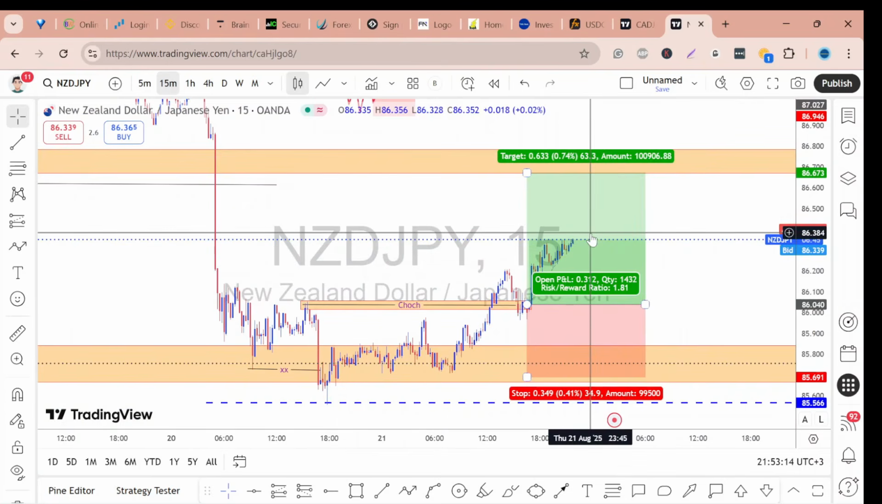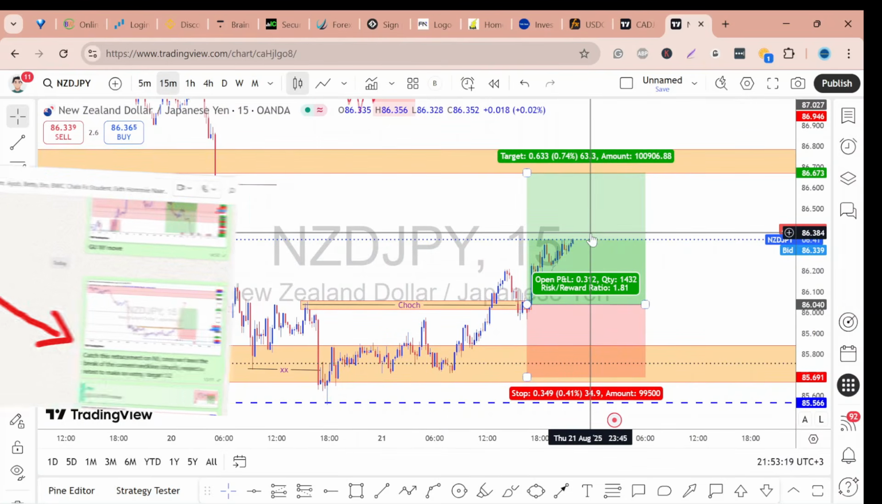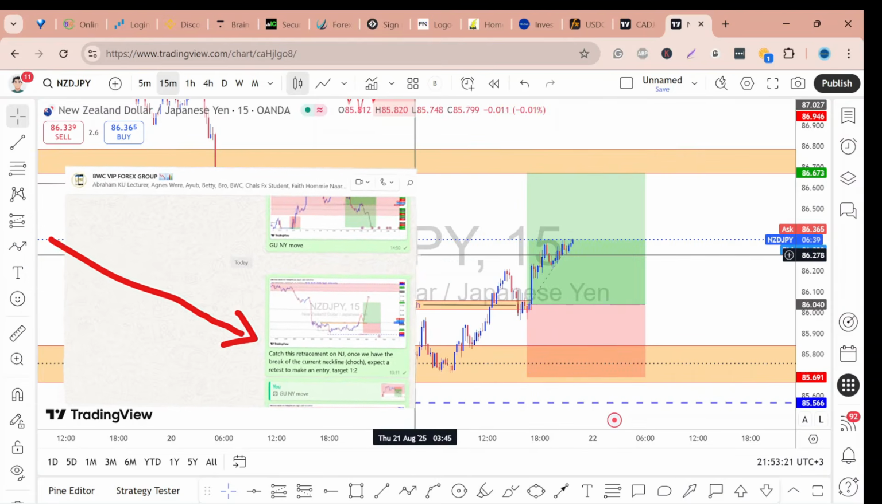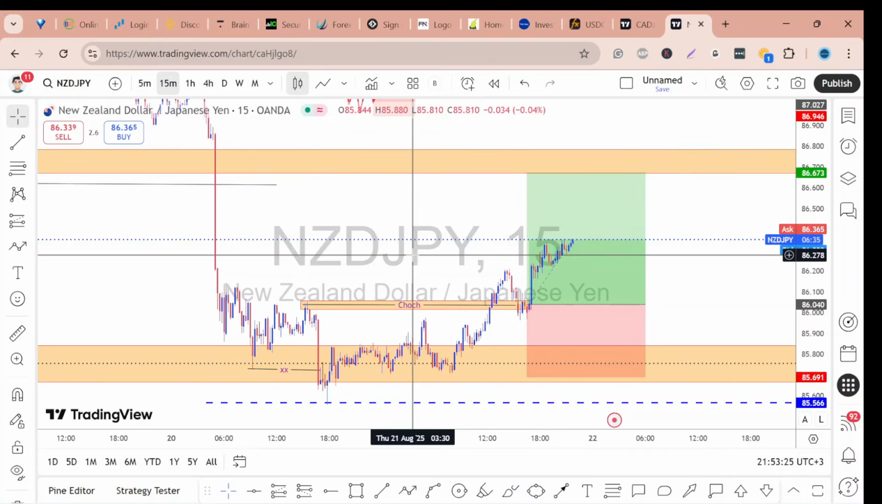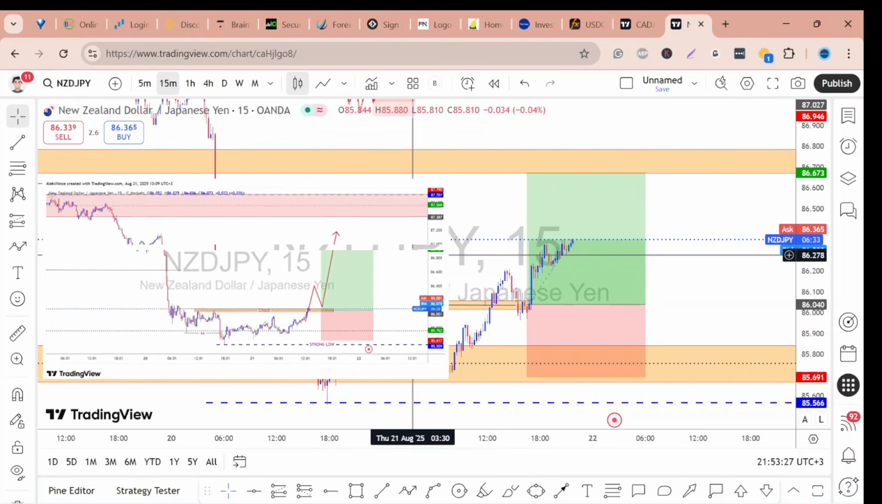Is a trend that is still in progress. I will also be showing you a screenshot of how I had sent this particular trade setup on my VIP community on WhatsApp, from the students that we have trained at Brains with Concepts.